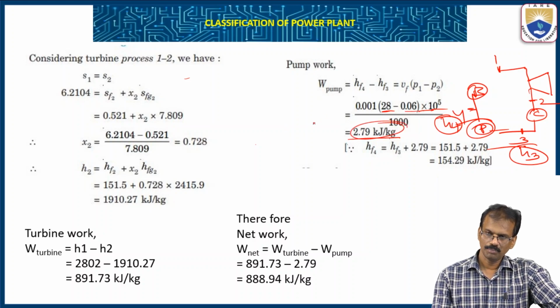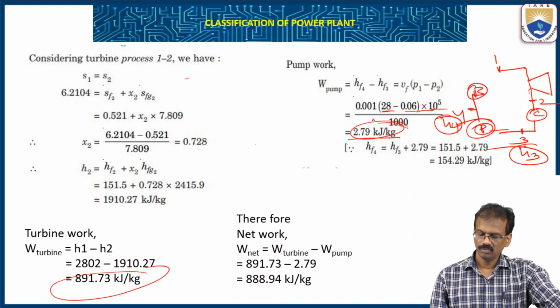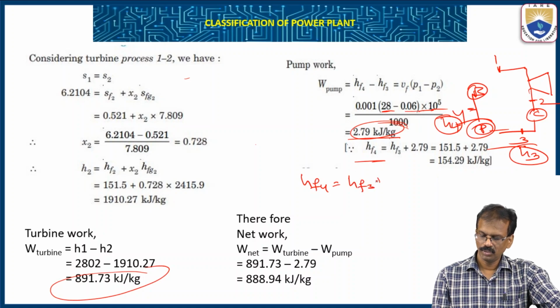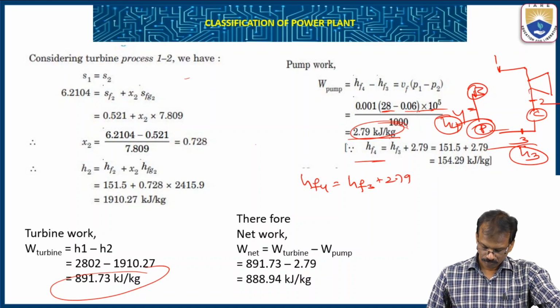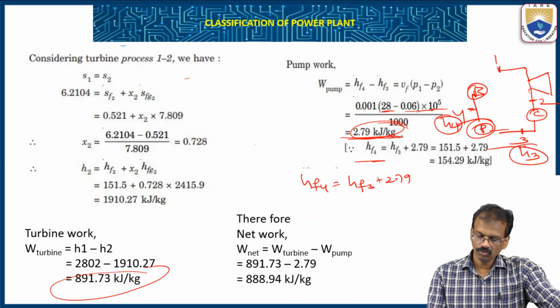So this is the work done by pump. This is the work done by turbine. This is the work done by the pump. So you know that formula. One more thing, hf4 is equal to hf3 plus 2.79. This is the value we already got here.